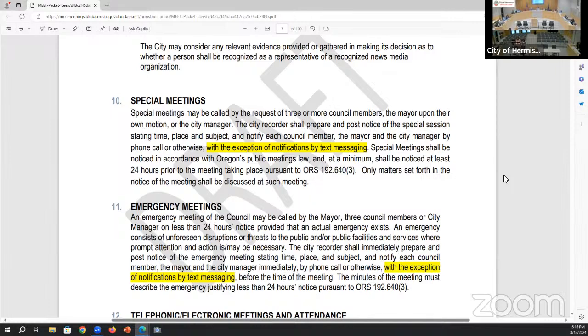So just as a clarification, we're fine. I mean, text messaging is definitely easy, but it's not that we couldn't utilize those other methods as well. It wouldn't be that difficult. So I'd like to know, do you want us to leave that language in, take it out? What do you think? So as it's highlighted, text messaging is not okay. Right, we would not be able to call a special meeting via text message or notify you that we were going to have a special meeting or an emergency meeting via text.